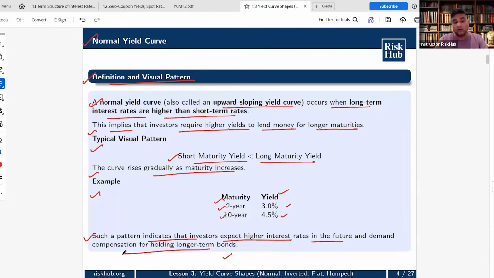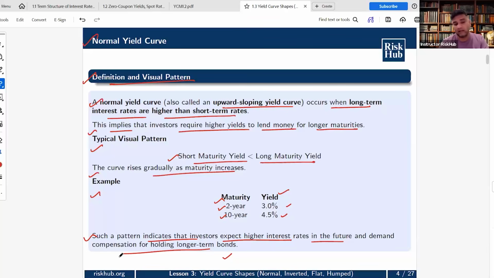Okay. So again, terms defined here: normal yield curve, also called upward sloping. Longer-term yield sits above the short-term yield. The relationship is that the short-term yield is less than the longer-term yield, and the relationship is the test for the shape. Compare any short point on the curve with any longer point. If the longer one is higher across the whole curve, the curve is normal. A table is given with two rows: the left column is maturity, the right column is yield. The 2 year sits at 3% and the 10 year at 4.5%. The one thing it shows is the 10 year is 1.5 percentage points above the 2 year. So the curve rises with maturity.